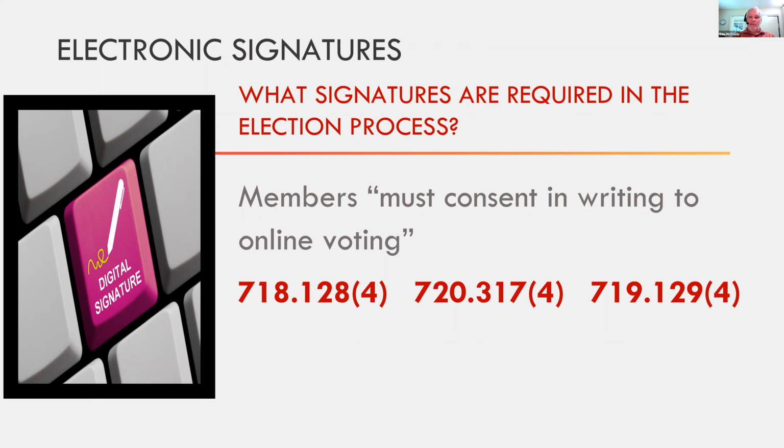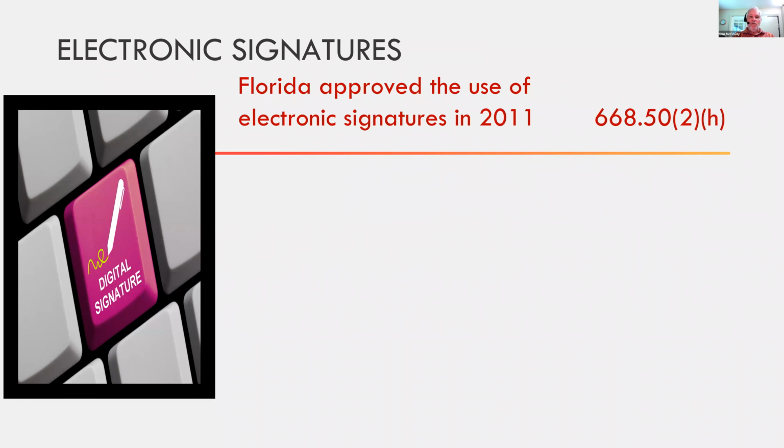Now, the statute says that the members must consent in writing to online voting, and there are your references for this statute. Must consent in writing. But we're going to talk about electronic signatures, and that is interesting when you say must consent in writing. Florida approved the use of electronic signatures in 2011, and there's again another reference since we're not attorneys.